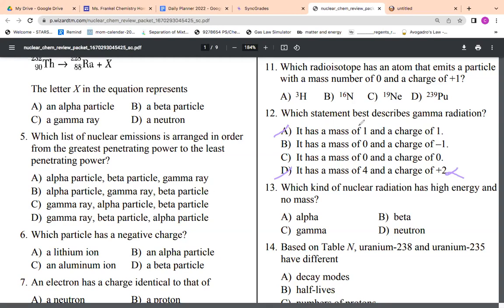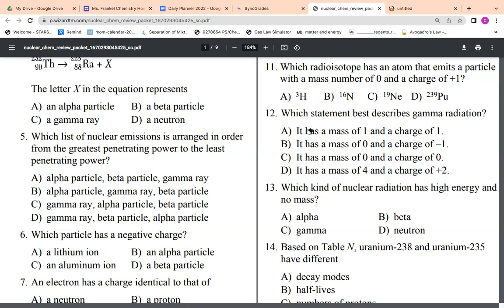Choice A is describing a proton. That's a P. B, it has a mass of 0 and a charge of -1. This is describing an electron or basically a beta particle. And C, mass of 0, charge of 0. This is definitely gamma radiation. Okay, so we would want to go with choice C.